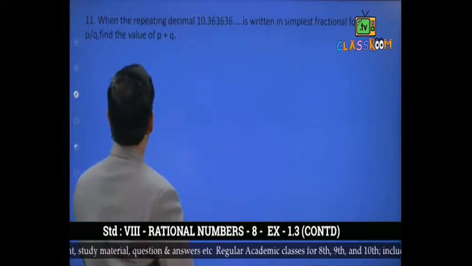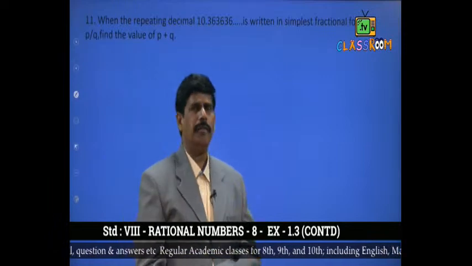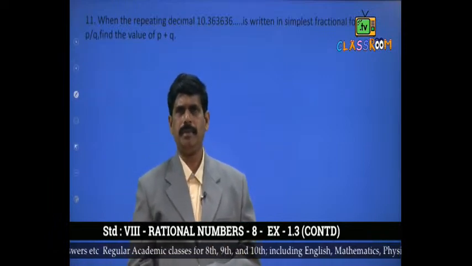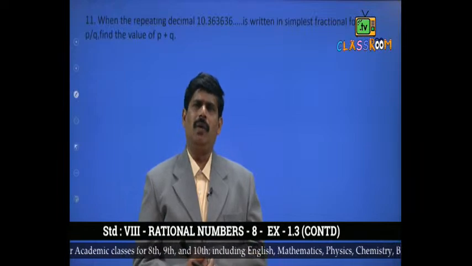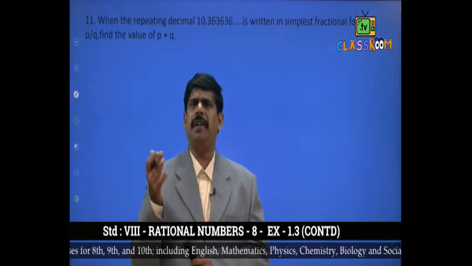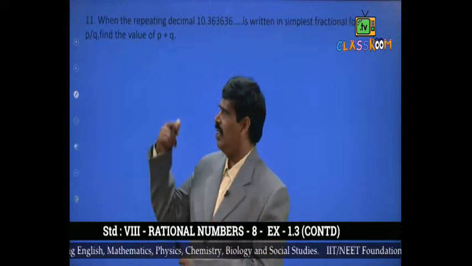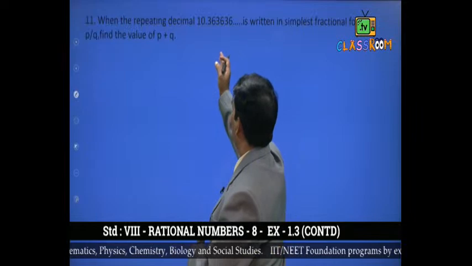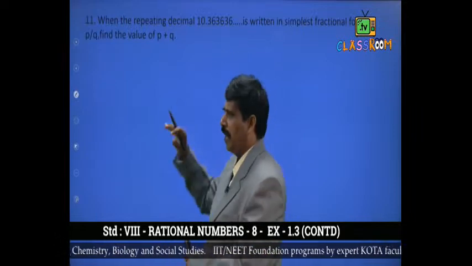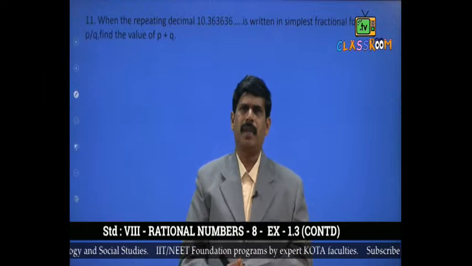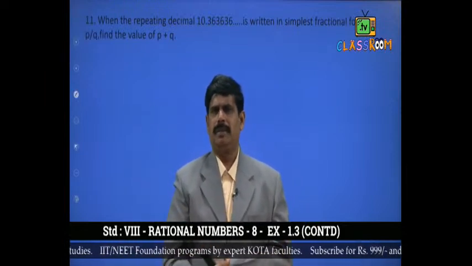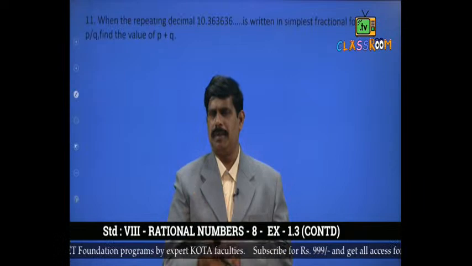When the repeating decimal 10.363636 is written in simplest fractional form p by q, find the value of p plus q. That is the question. So here what we have? We have a non-terminating repeating decimal. As we have discussed earlier, this case comes under after the decimal point, all the digits are repeating, 363636. All the digits are repeating. So that is a pure recurring decimal.